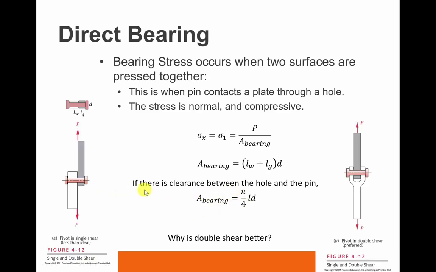So here's a case where there's double shear, and the question here is, why is double shear preferred? And the answer is, the single shear also produces a bending moment around those two bars, whereas the double shear is now allowing it to just be direct bearing and not anything else. So whenever possible, you want to have some sort of clevis with two prongs instead of just one.